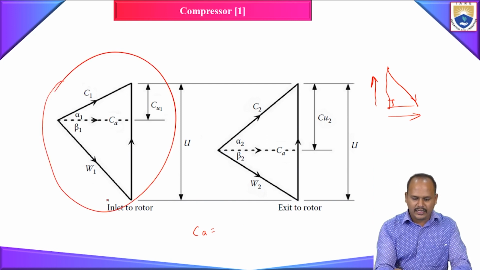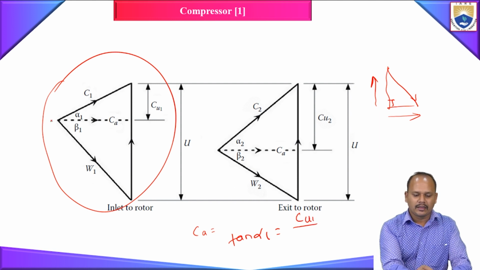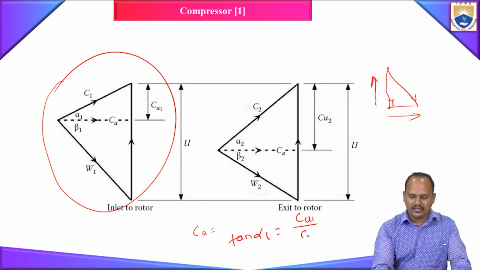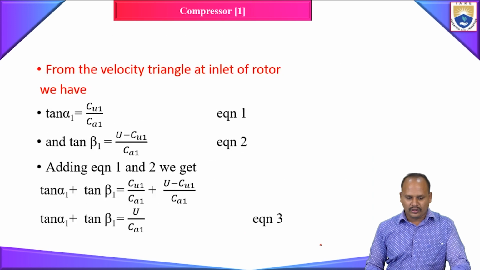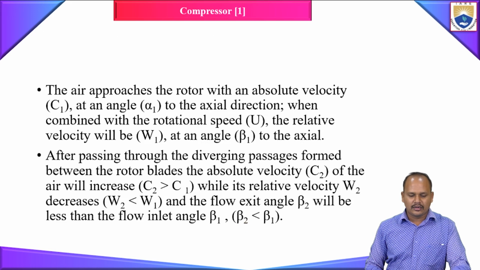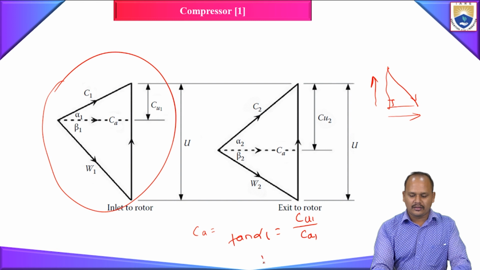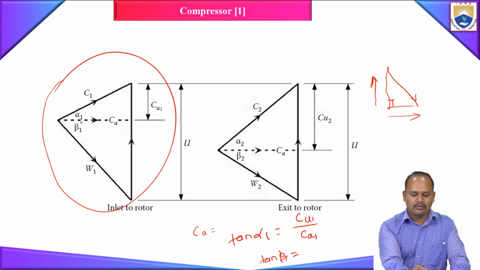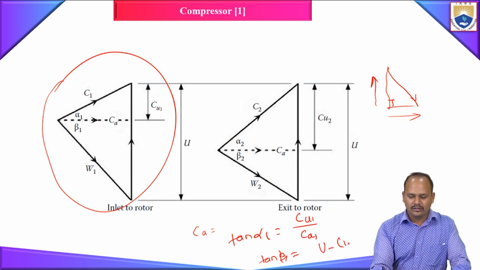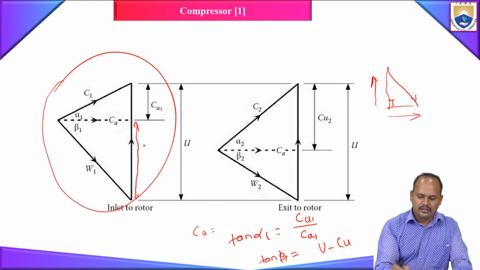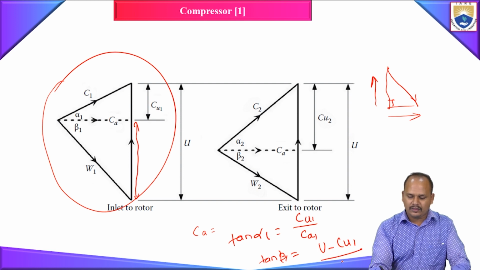From this, if I take, let's say, tan alpha 1, what will tan alpha 1 be? Opposite side, that is Cu1, divided by the adjacent side. What is your adjacent side? That is Ca1. Right. That's what I wrote here: Cu1 divided by Ca1. Similarly, if I take the relative angle, tan beta 1 is equal to, in this, what is your opposite side? That is going to be capital U minus Cu1, because I need only this component, right? So U minus Cu1 divided by Ca1. Okay, this is tan beta 1.